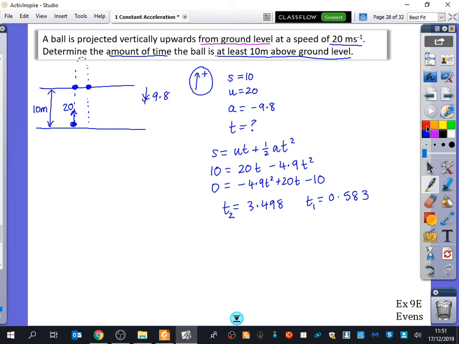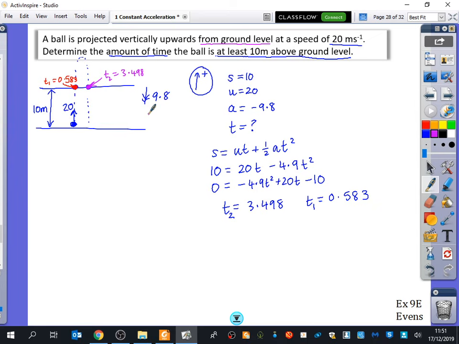And they refer to: T1 is this bit here, which is 0.583. It's that time that we have here. T2 is this time when it gets here, which is 3.498.